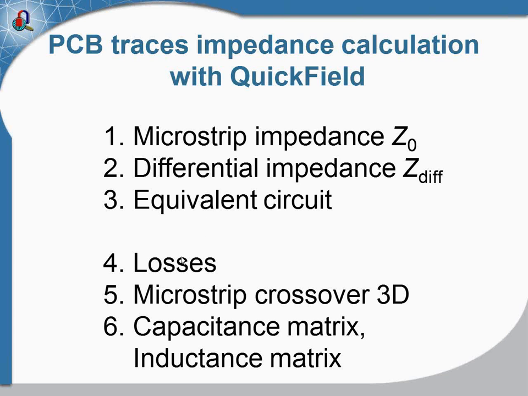These are 3 basic examples, and there are 3 advanced examples. We will calculate the losses in traces and in dielectric. Then, in the next example, we will calculate a 3-dimensional problem. Some configurations require 3-dimensional analysis, so we included a 3-dimensional example here. And in the last case, we will calculate the capacitance and inductance matrix in case of a multi-trace line.